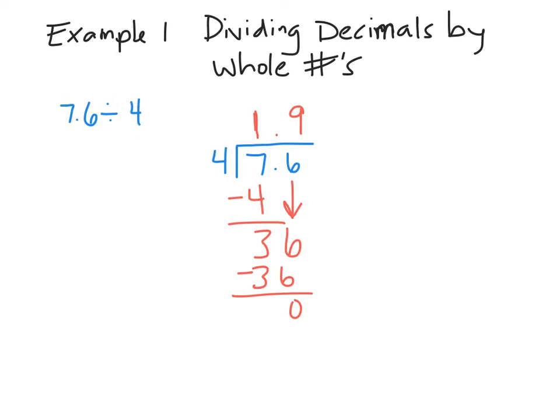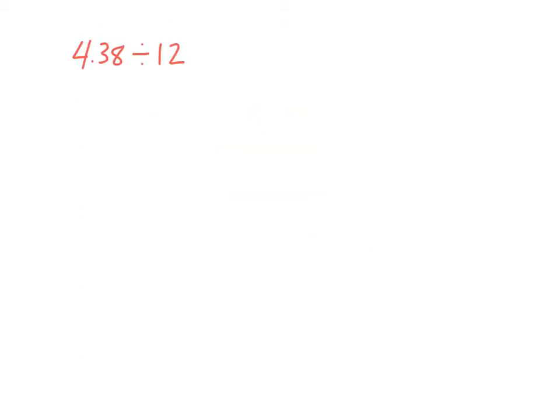So basically the only difference here is taking whatever your decimal is here and moving it straight up. That's all you do when you're dividing decimals by whole numbers. So we can try this one. So you have 4 38/100 divided by 12. The first step you do is you move the decimal straight up, and then you do the work as you normally would.